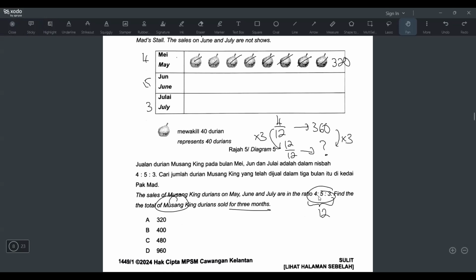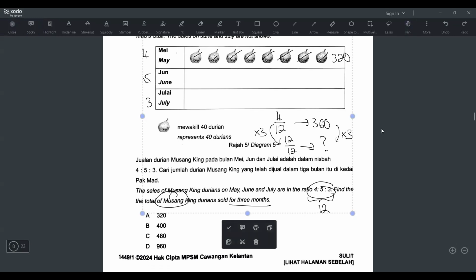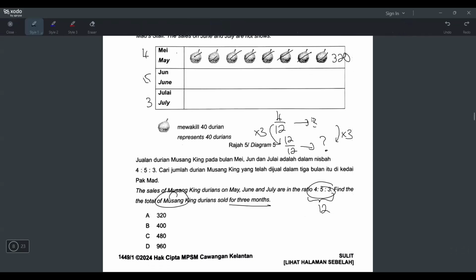Okay, did I do anything wrong? 4 plus 5, 9, 12, right? Okay, 40 times 1, 2, 3, 4, 5, 6, 7, 8. 8 times 40 is... Oh, okay, I know where I did wrong already. This one is 320. Careless mistake, sorry. 320. So again, 4 over 12, how to become 12 over 12? Times 3. So this one also times 3. So 320 times 3, it will give you 960. So the answer is D.